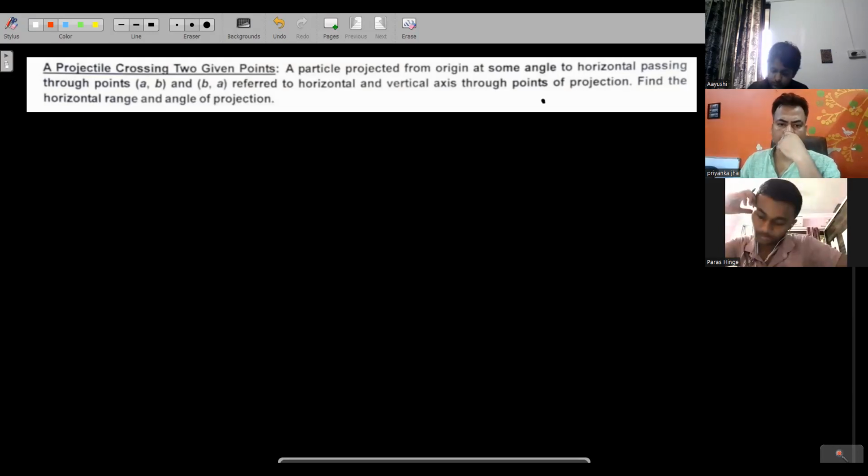So is range a cube minus b cube upon a square minus b square? No.